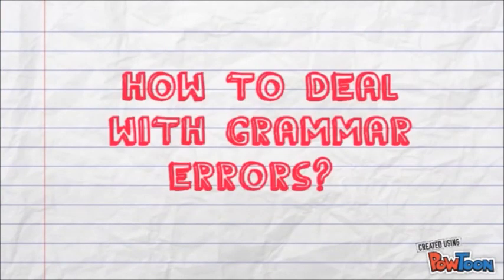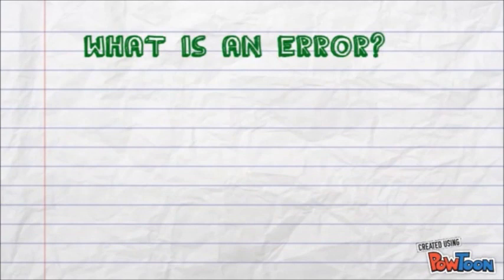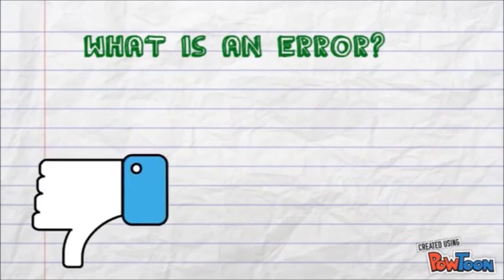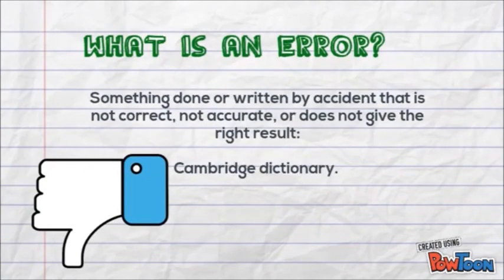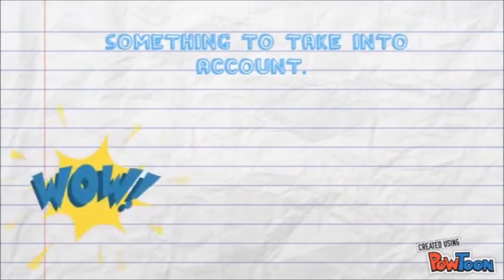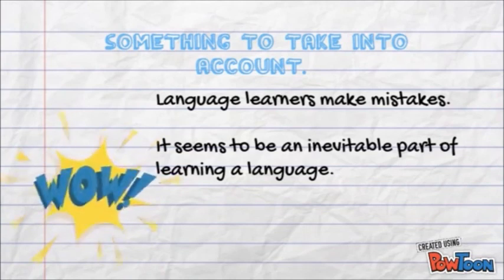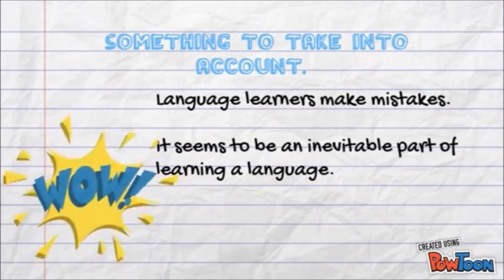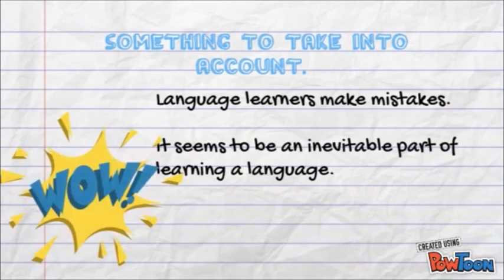So now let's discuss how to deal with grammar errors. Okay, now let's see what an error is. According to the Cambridge Dictionary, an error is something done or written by accident that is not correct, not accurate, or does not give the right result. Something to take into account is that language learners make mistakes. So if you make a mistake when you start learning a language, don't worry about it because errors seem to be an inevitable part of learning a language.